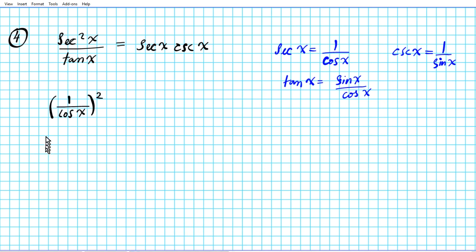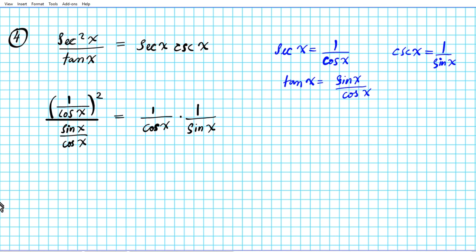The numerator will be squared on the left side over tan. Tan x is sine x over cosine x. And then on the right side, secant is 1 over what? 1 over cosine. And cosecant is 1 over sine.